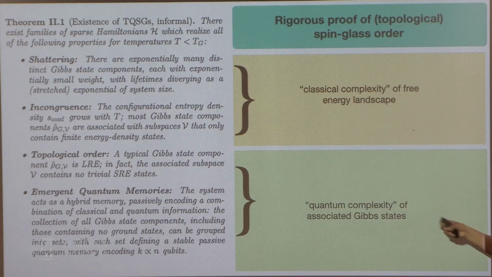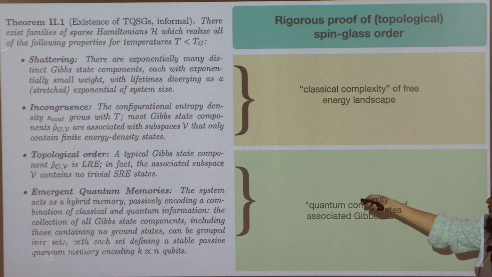The first property is what's called shattering in the literature, which means that there are going to be exponentially many distinct Gibbs state components. I'm going to define for you precisely what I mean by a Gibbs state component, but you should think of this as an equilibrium state or a state that's going to asymptotically be an equilibrium state. It's going to have some lifetime that's diverging exponentially with n in some way. So there are going to be exponentially many distinct Gibbs state components, each with exponentially small weight and with a lifetime diverging as some stretched exponential of system size. Okay, that's what I mean by a Gibbs state component.